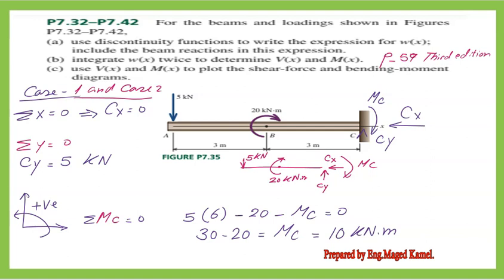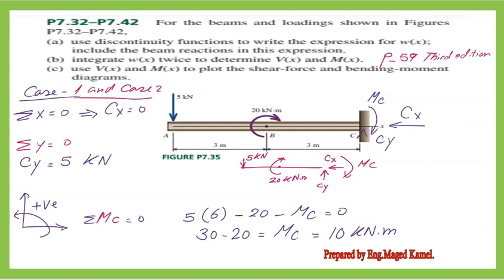We have a given cantilever beam with a span of 6 meters acted upon by one downward concentrated load of 5 kilonewton at point A and one concentrated moment of 20 kilonewton meter acting clockwise.